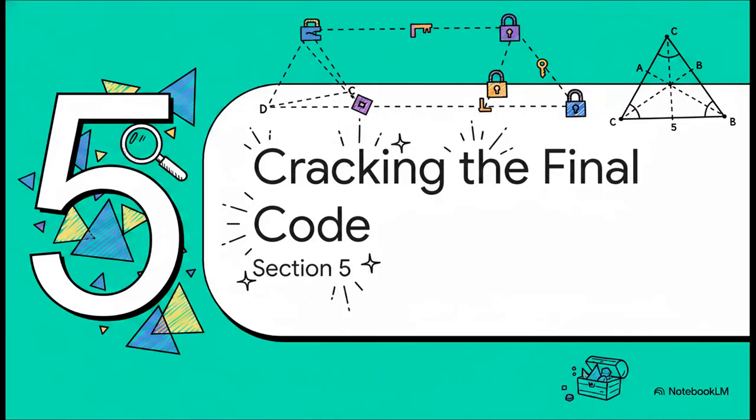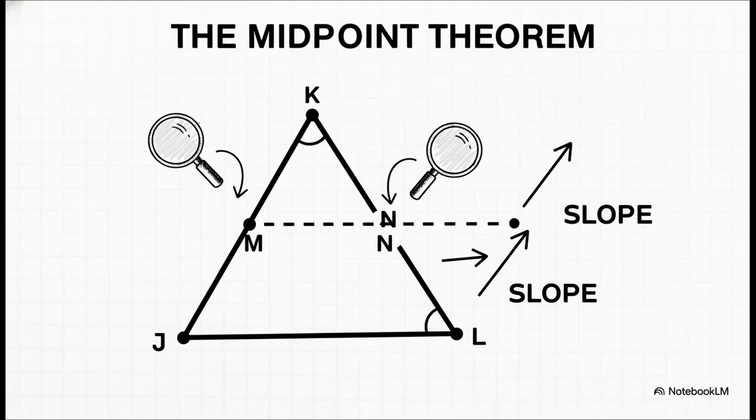Okay, for our final act, we're not just identifying a shape. We're going to prove a fundamental geometric theorem. We're going to use our same detective kit to crack one of the hidden codes of all triangles. This is all about the midpoint theorem. Our mission, should we choose to accept it, is to prove that the line segment connecting the midpoints of two sides of a triangle is always parallel to the third side.